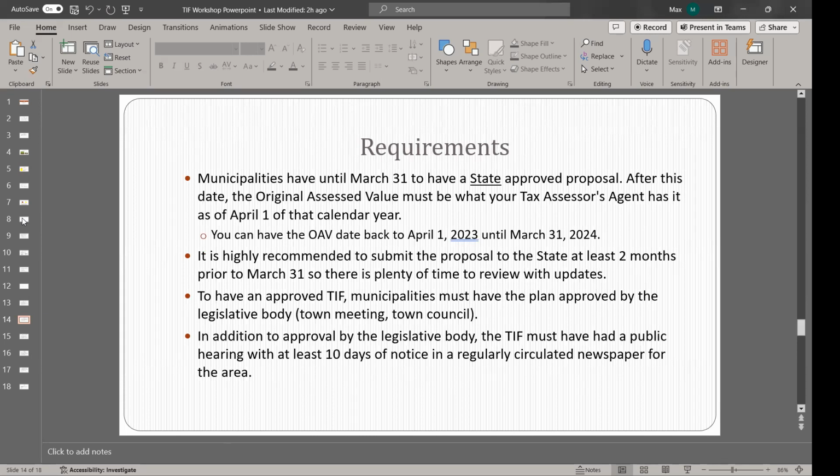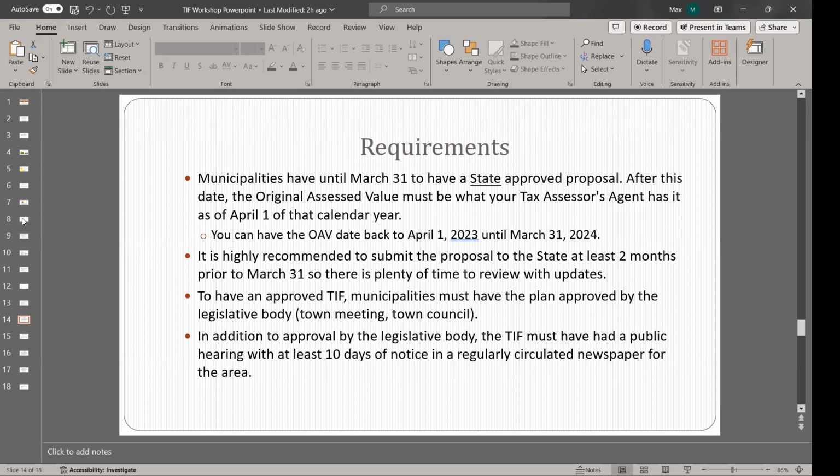Now, the requirements itself to actually create a TIF district. I'm going to work backwards on this timeline. Municipalities will have until March 31st of any given year to have a state-approved proposal. That means you have to get this approved by the Maine Department of Economic and Community Development by March 31st of that calendar year. After that date, the original assessed value will be reset to whatever the tax assessor's agent has it at of April 1st of that same calendar year.